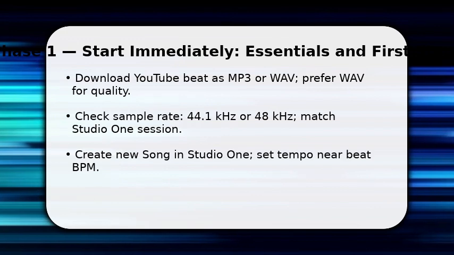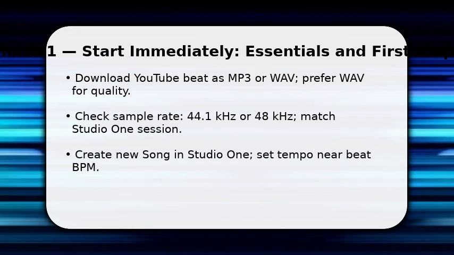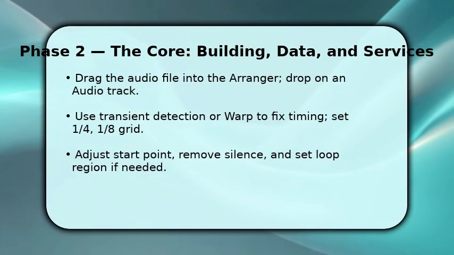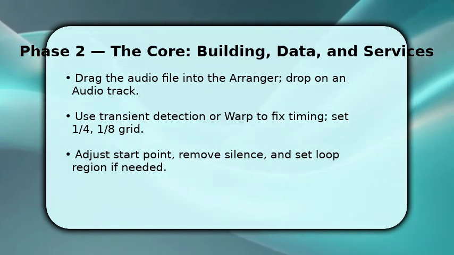Once done, open Studio One and create a new song. Then set the session tempo close to the beat's BPM, so audio aligns when you import it. Drag the converted beat file directly into the arranger and drop it onto an audio track. Studio One will create an event.